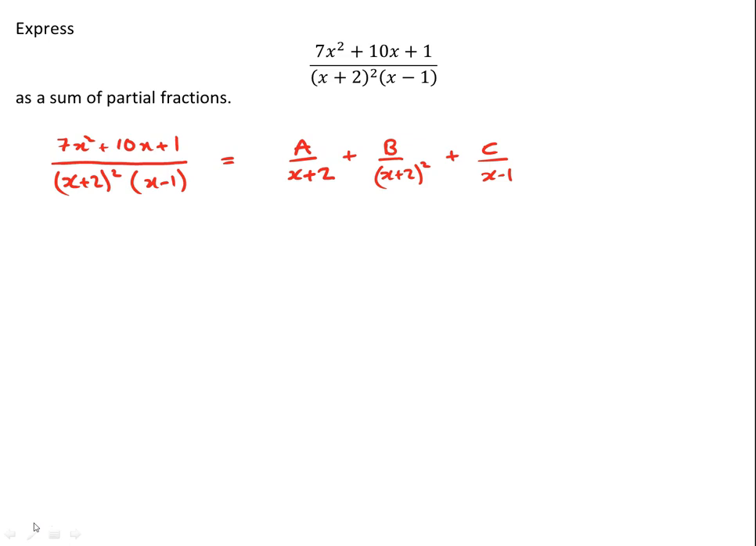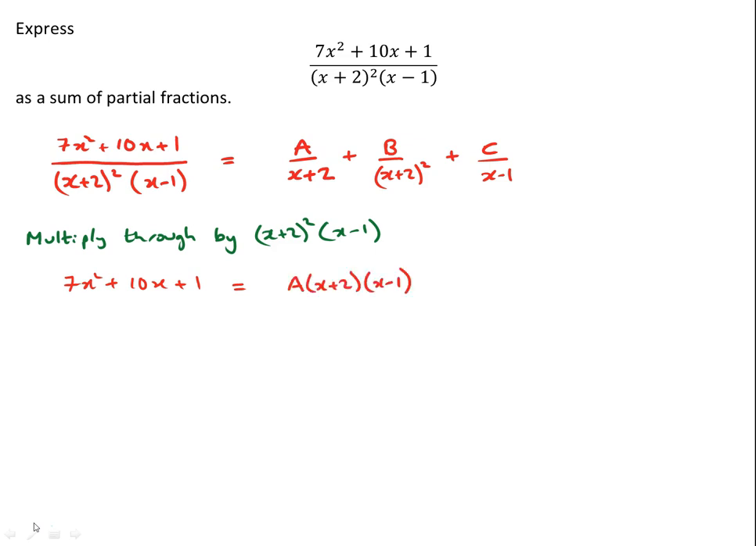We now need to multiply through by the common denominator of (x plus 2) squared times (x minus 1). And if we do that, the left-hand side will simply become 7x squared plus 10x plus 1. If we multiply a divided by x plus 2 by (x plus 2) squared times (x minus 1), we are going to end up with a times (x plus 2) times (x minus 1).